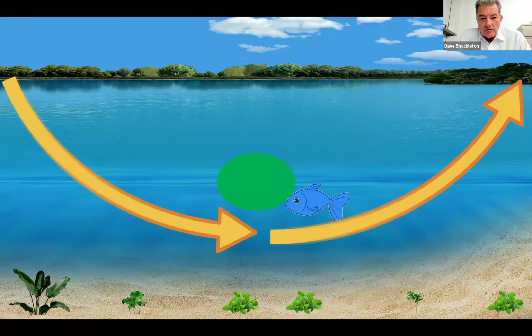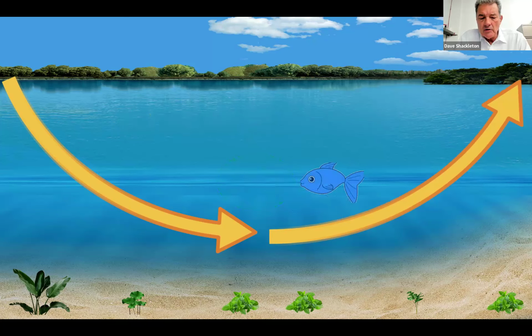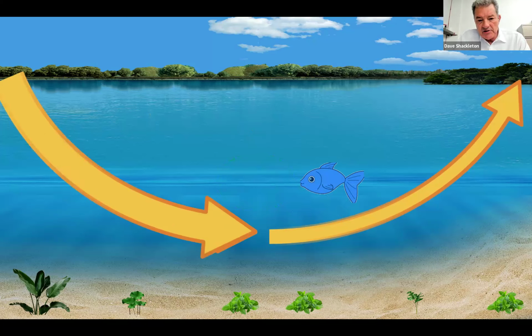And that gives you a nutrient clearance mechanism, which is how the balance of nutrients and biomass and so on is maintained in a healthy water body. So what starts to go wrong, particularly once you get human settlement and the nutrient inflows increase, is you get an excessive amount of algae produced.